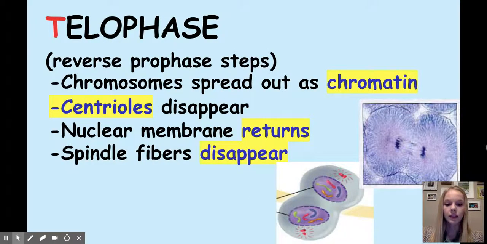The next phase of mitosis is called telophase. Think of telophase as the opposite of prophase. The chromosomes now spread out into chromatin and two nuclear membranes form. The centrioles and spindle fibers dissolve because their job is done. The nucleus has been divided and mitosis is almost complete.